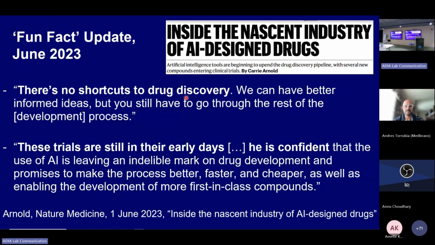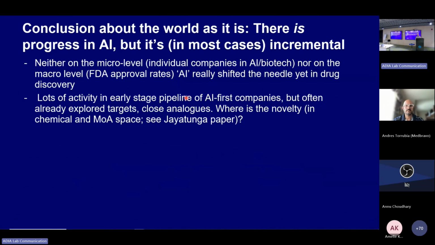It takes quite a while until you figure out which methods do really work, until you change a big organization. That all still takes time. So we had 10 or 15 or 20 years, but in one sense, it's still early. I agree with that. But you need to put things into practice. That is important. Okay, so conclusion: neither on the micro level nor on the macro level has AI really shifted the needle yet in drug discovery.